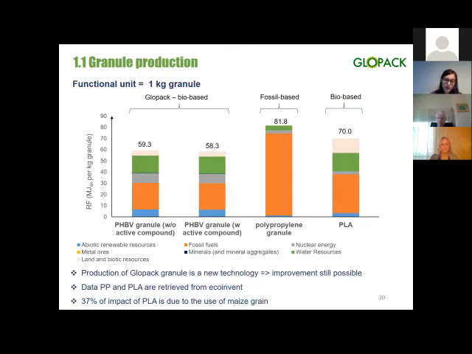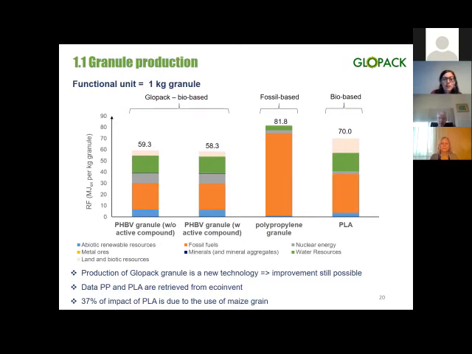The first bar shown is the PHBV granules we are using for the falafel tray. The colors refer to the kind of natural resources that we are using. We see that the main aspect in this PHBV granule production is the electricity consumption, which contributes the most. Next to that, we have the PHBV granule with active compounds. It has a slightly lower footprint as fewer PHBV granules are used and active compounds are used instead, and these have a lower footprint than the PHBV granules.